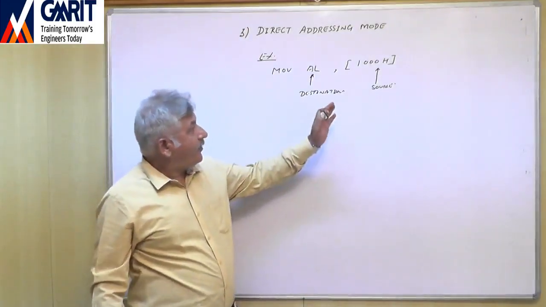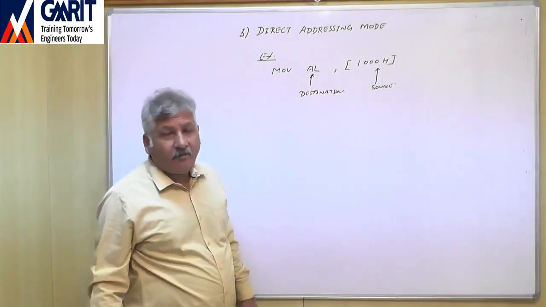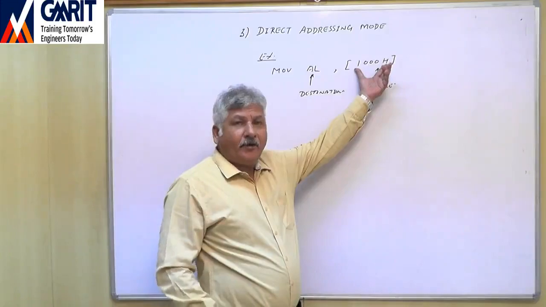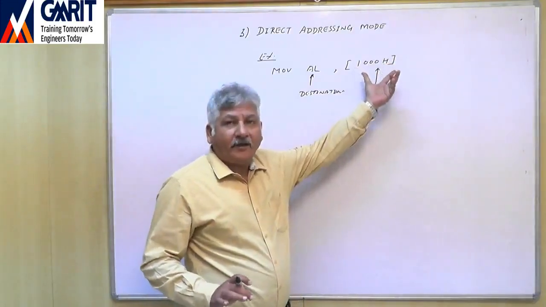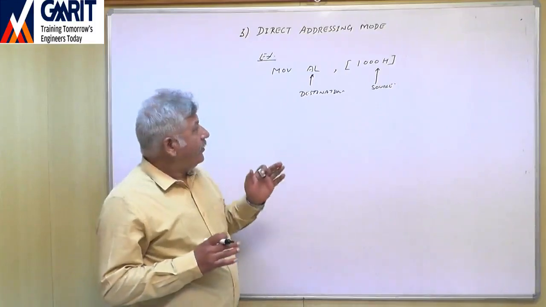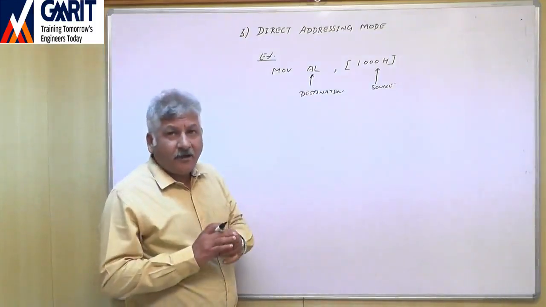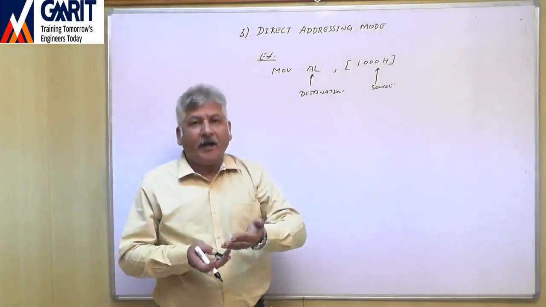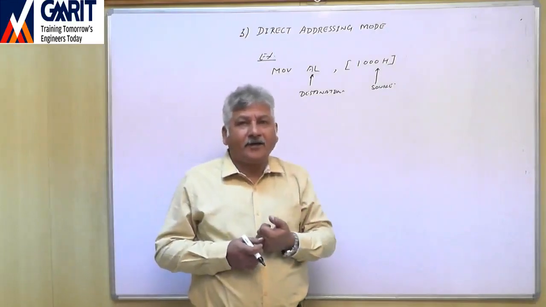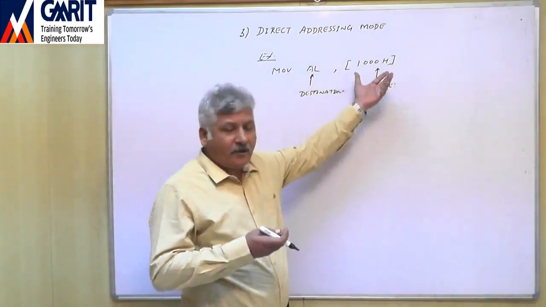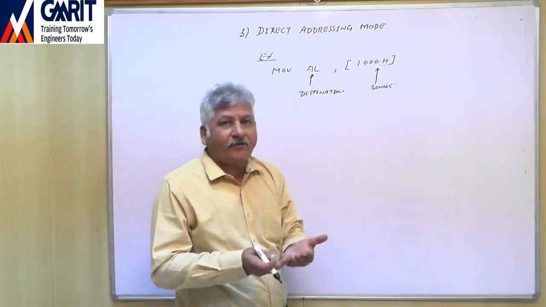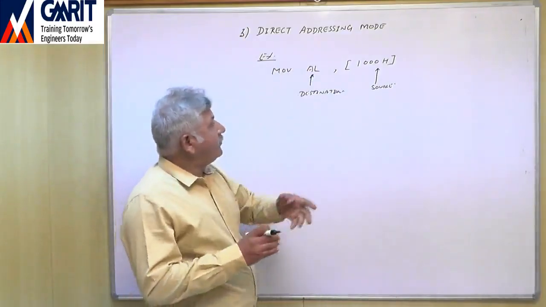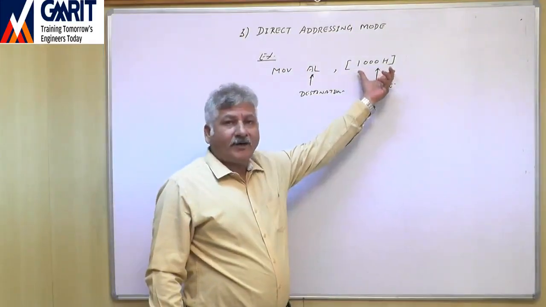Now, in direct addressing mode, by default, this offset address belongs to the data segment only, right? So by default, our data is in the data segment and it is 1000H locations above the base address of our data segment, right? So offset address means how far it is from the base of our data segment. So by default, in direct addressing mode, the offset address belongs to the data segment only.